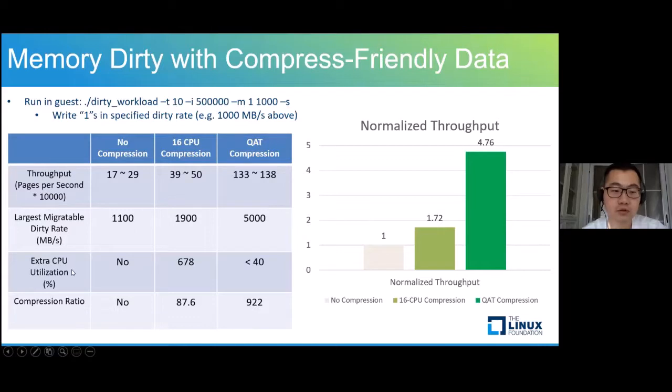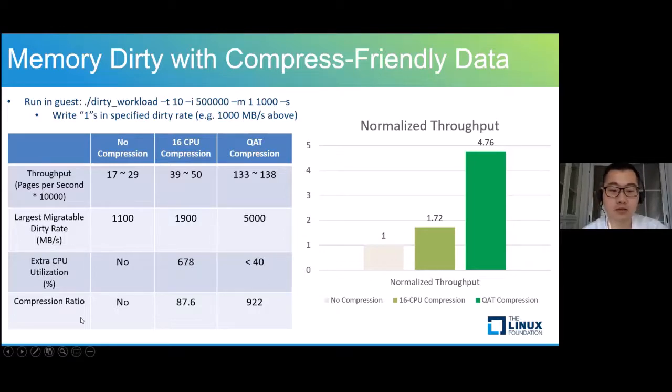And for the extra CPU utilization, it means how many CPUs are used in addition to the migration thread. For the no compression case, there is no extra thread, so it doesn't consume extra CPU. For the 16 CPU case, it consumes 678% CPU. It doesn't consume all 16 CPUs because this data pattern is easy to compress. For the QAT case, it's less than 40%, so it's much less than the CPU compression case.